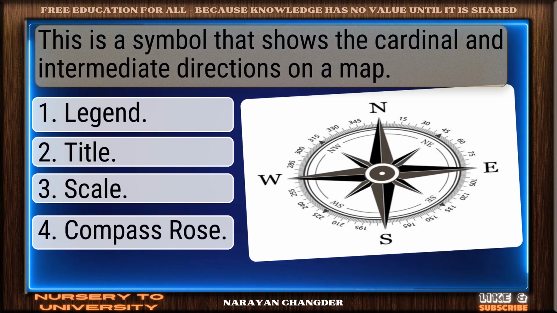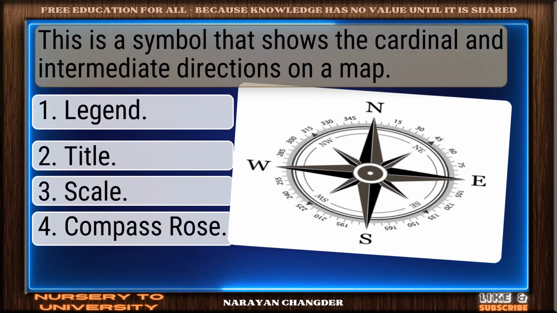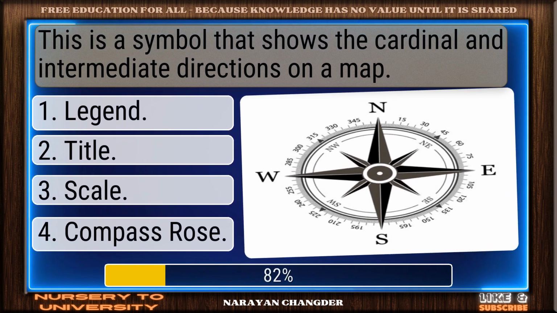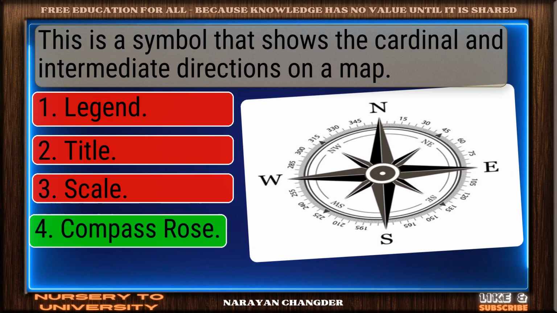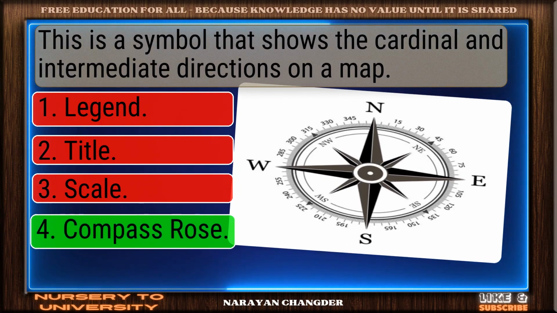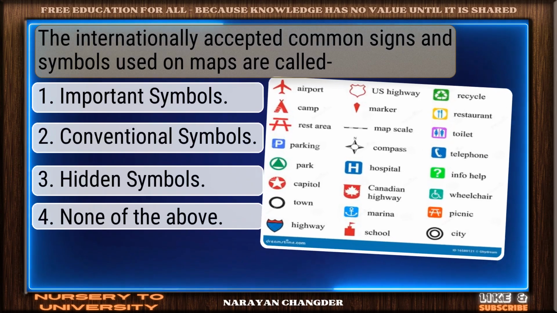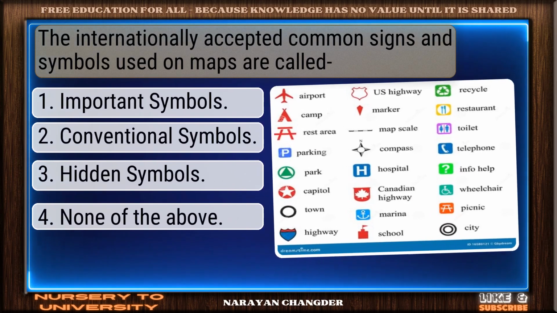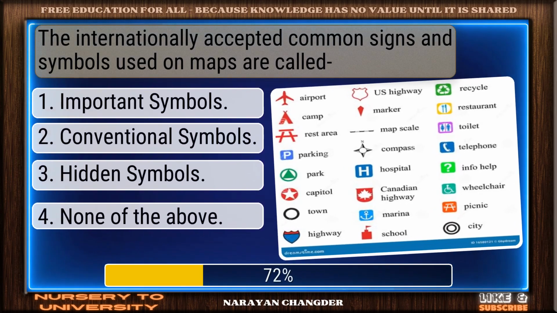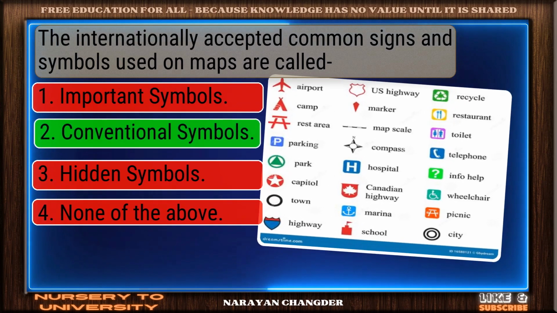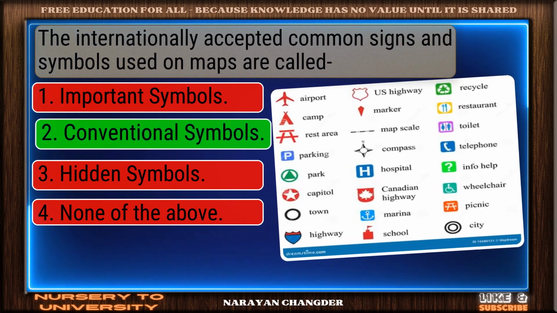This is a symbol that shows the cardinal and intermediate directions on a map. Perfect. Compass rose is the correct choice. The internationally accepted common signs and symbols used on maps are called. Great thinking. Conventional symbols is the right choice.